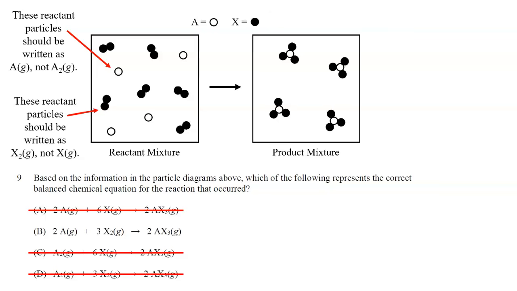So the correct answer to question 9 is choice B. It shows that for every 2 atoms of A that react with 3 molecules of X2, 2 molecules of AX3 are produced in this chemical equation. So the answer to question 9 is choice B.